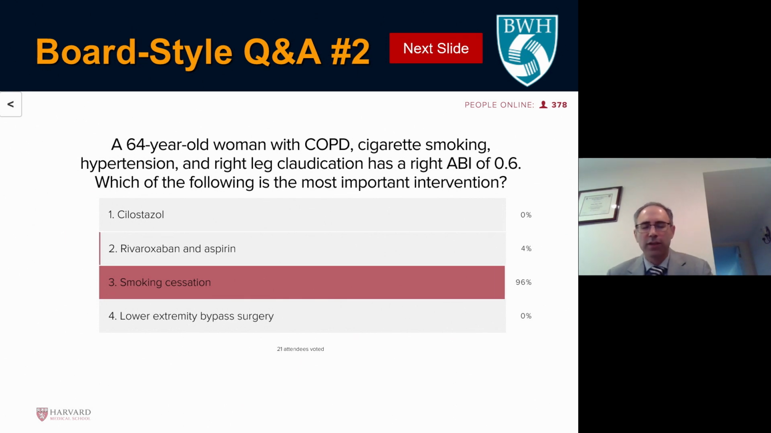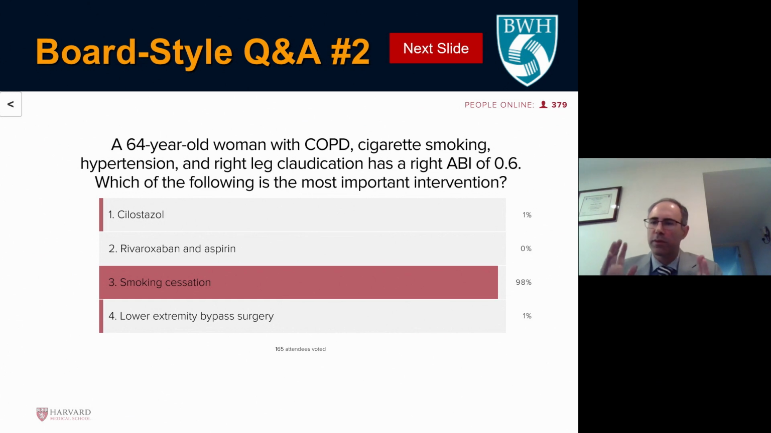Let's see if we can get 100 people to vote on this here. Well, that is fantastic. Yes, smoking cessation is the most important thing that we can do for this patient. What do we want to do?